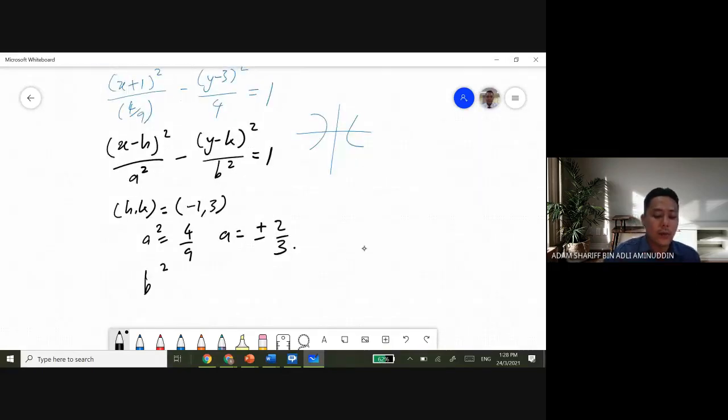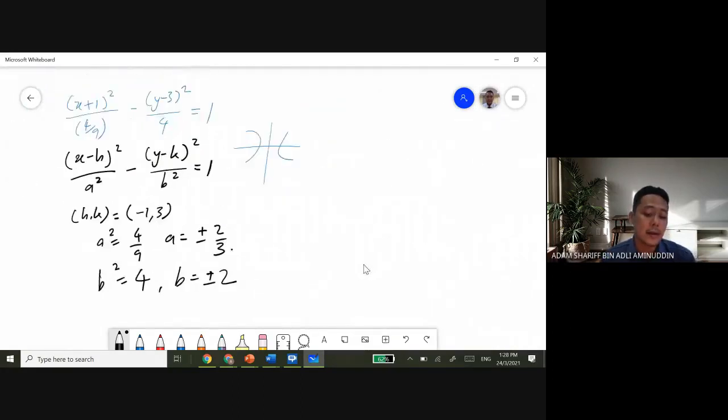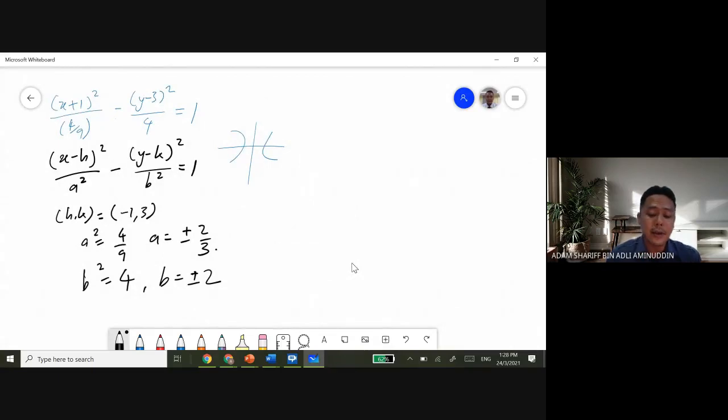B squared equals 4 and therefore B equals plus minus 2. Jadi dia minta sketch, okay? Dia minta sketch. Jadi bila sketch ni hati-hati, always use necessary stationery. Jangan tiru macam saya, tak guna pembaris, tak boleh, tak cantik. Okay.